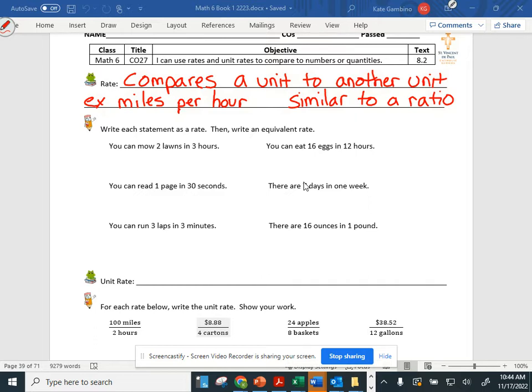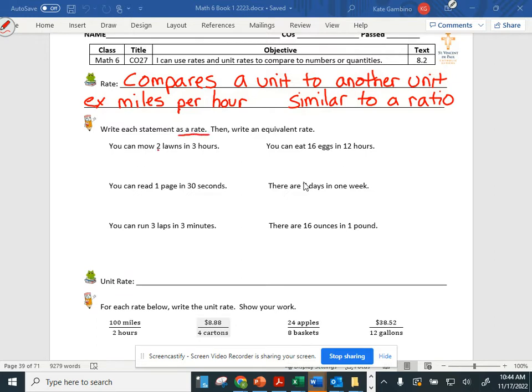How do you think we're going to do an equivalent rate? How did we do an equivalent fraction and an equivalent ratio? Matthew? Divide or multiply by the same number, right? Whatever you do to one side, you do to the other side. So we're going to write each statement as a rate.